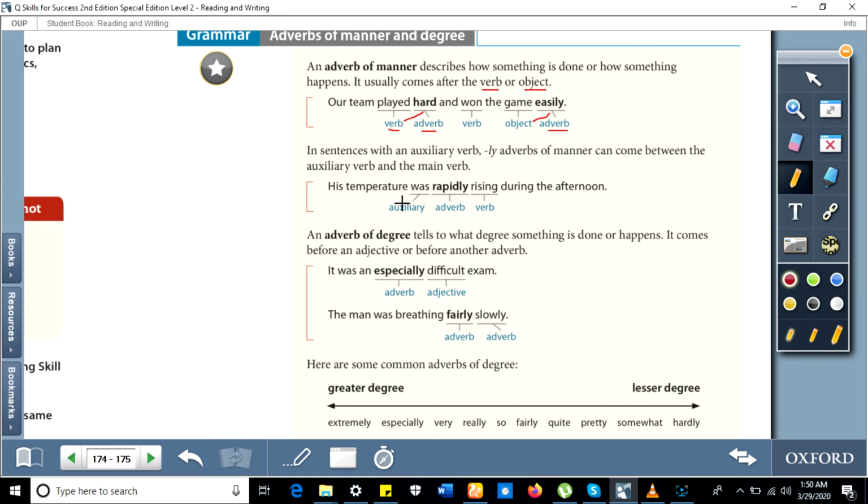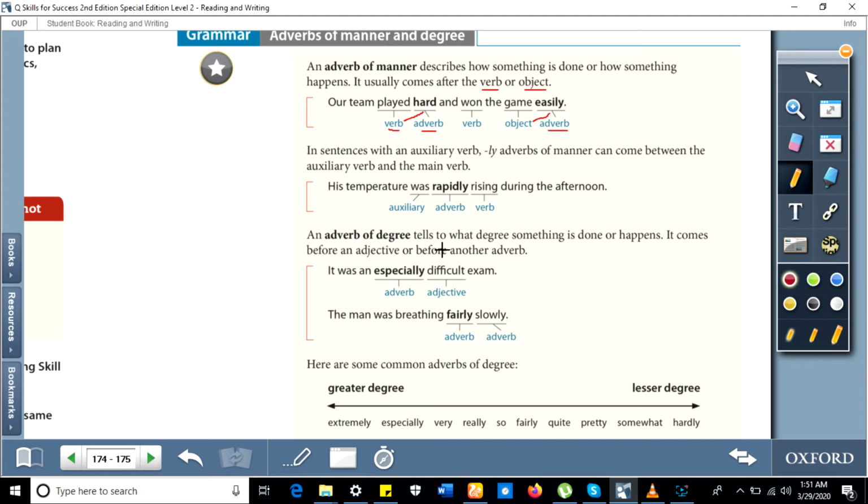You can write it also in the middle of the auxiliary verb and the main verb, the action verb. In between you can also write adverbs if you want. So this is called an adverb of manner.